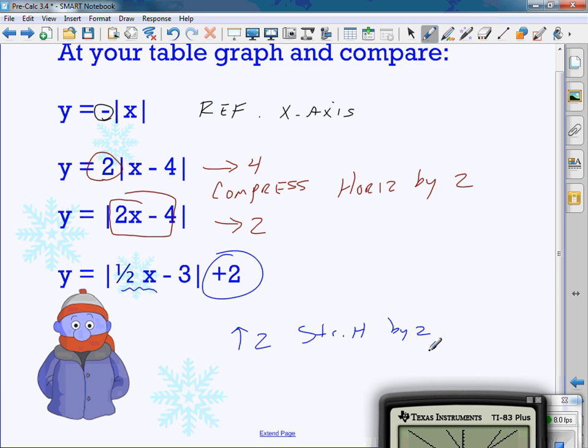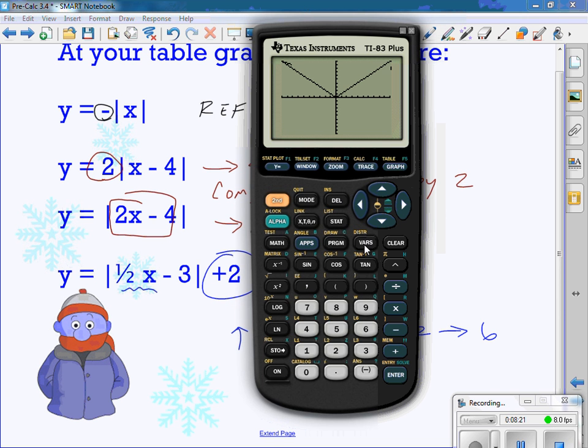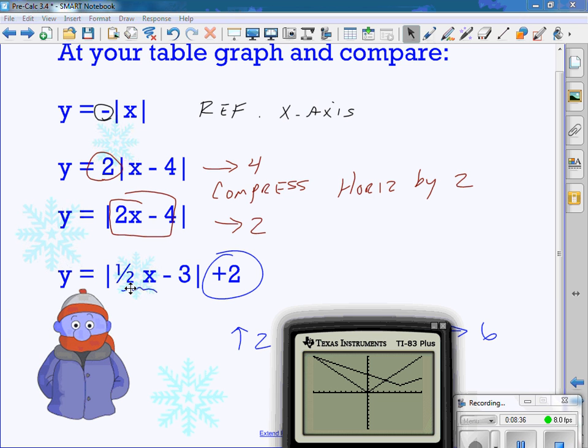And it moves over 6. Why 6? 3 divided by 1/2 is 6. So it moves to the right 6. If I put it in the calculator, if I graph it, there's the original. It's moved over 6 places. It's moved up 2, and now it's wider. The reason why it's wider is because I multiplied it by 1/2.